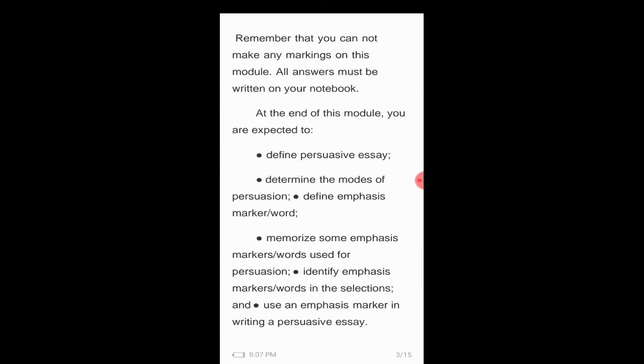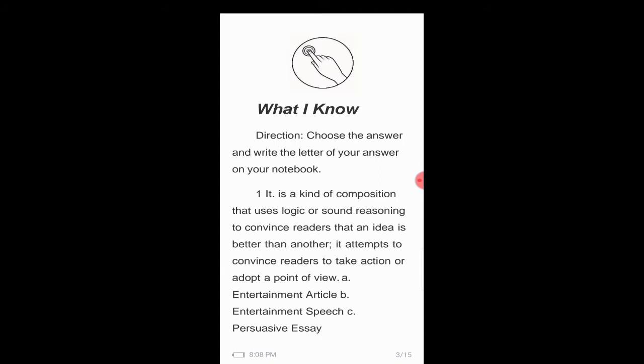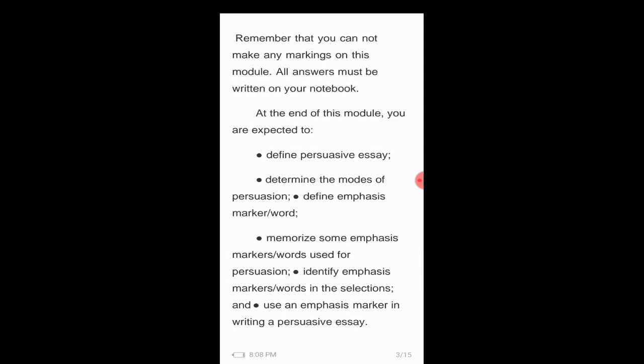At the end of this module, you students are expected to first define persuasive essay. Second, determine the modes of persuasion. Define emphasis marker word. Memorize some emphasis markers or words used per persuasion. Identify emphasis marker words in the selections and use an emphasis marker in writing a persuasive essay.